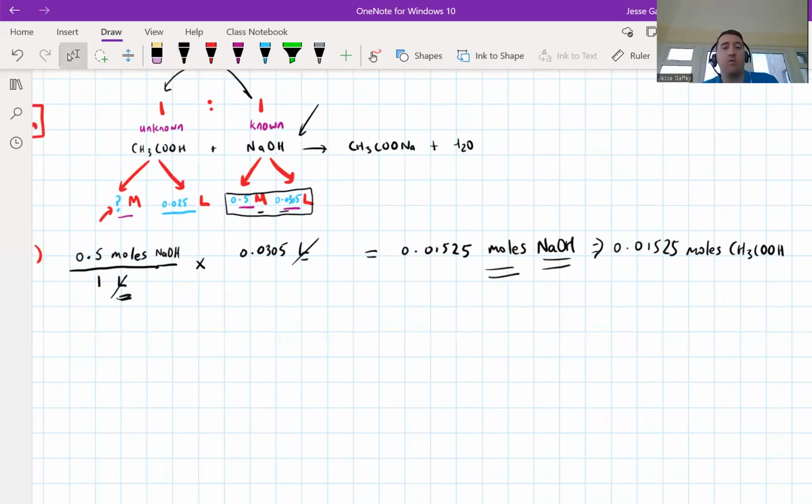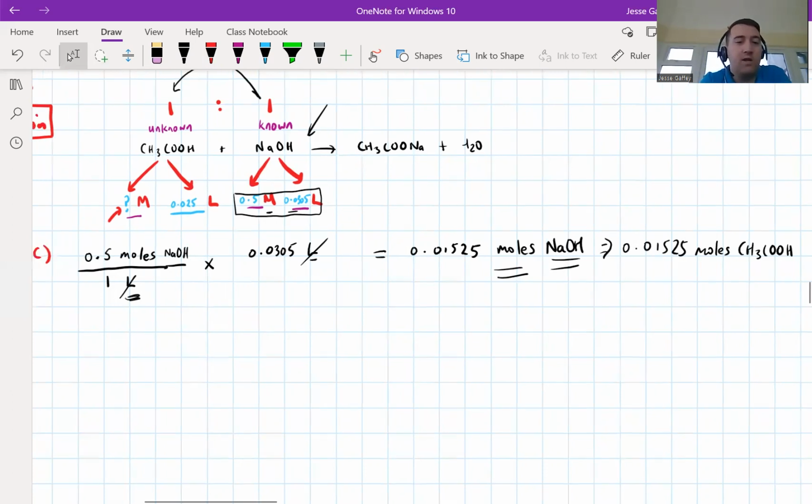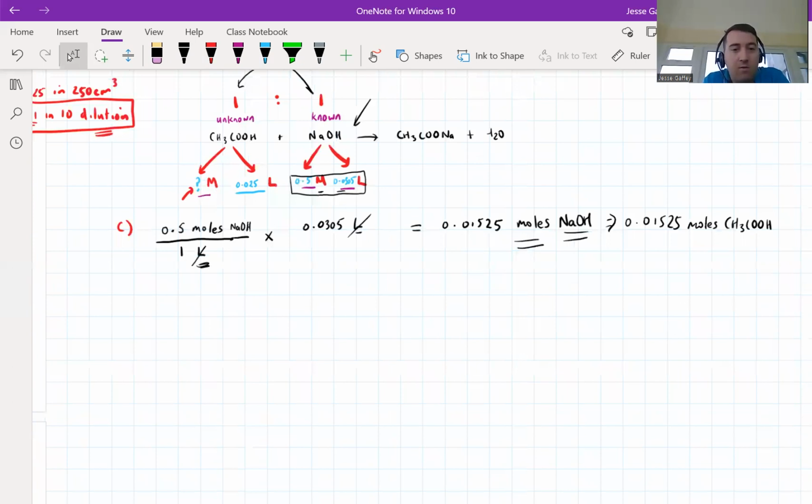Now, if it was a 1-to-2 ratio, we'd have to add another step of calculation there. If it was a 1-to-3 ratio, the same. But because it's 1-to-1, however many moles of NaOH you had, you get the same number of moles of CH3COOH. I'm going to go on to the second line here just to keep it a bit cleaner. The next thing we want to find out, well, what was the concentration? We know how many moles, we know how many liters, so we can find out the concentration here.